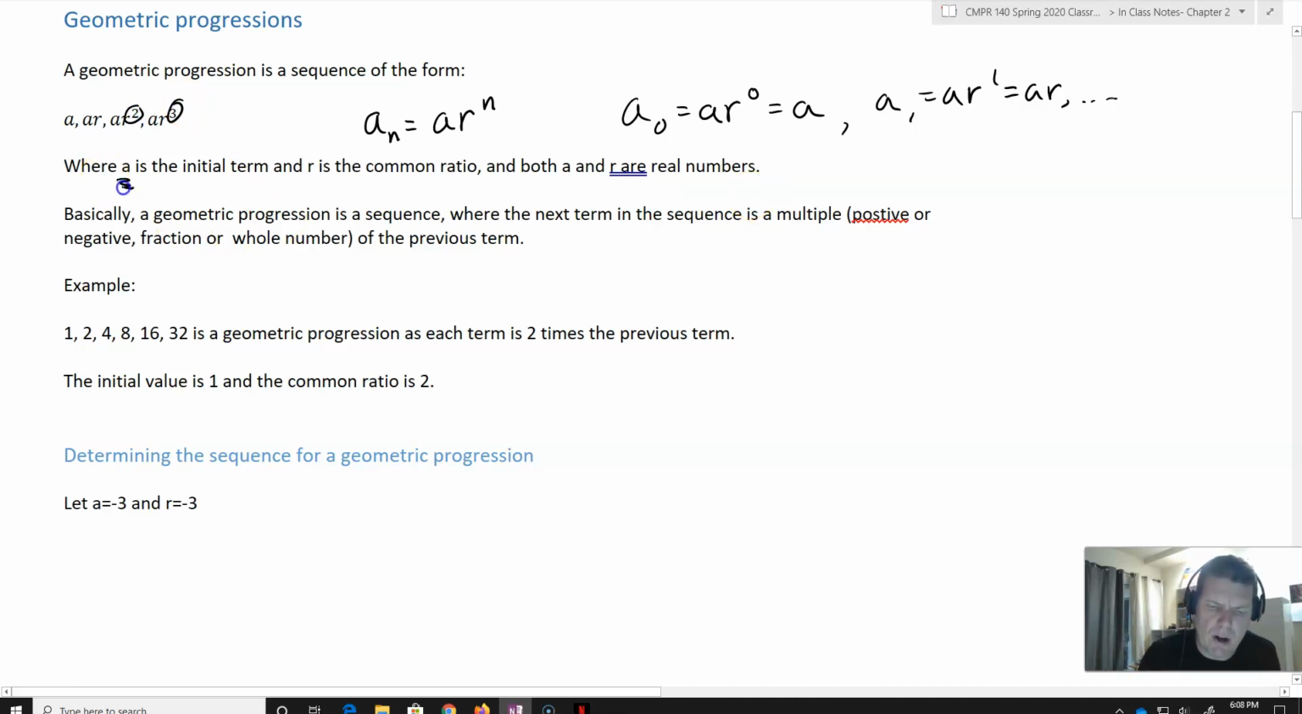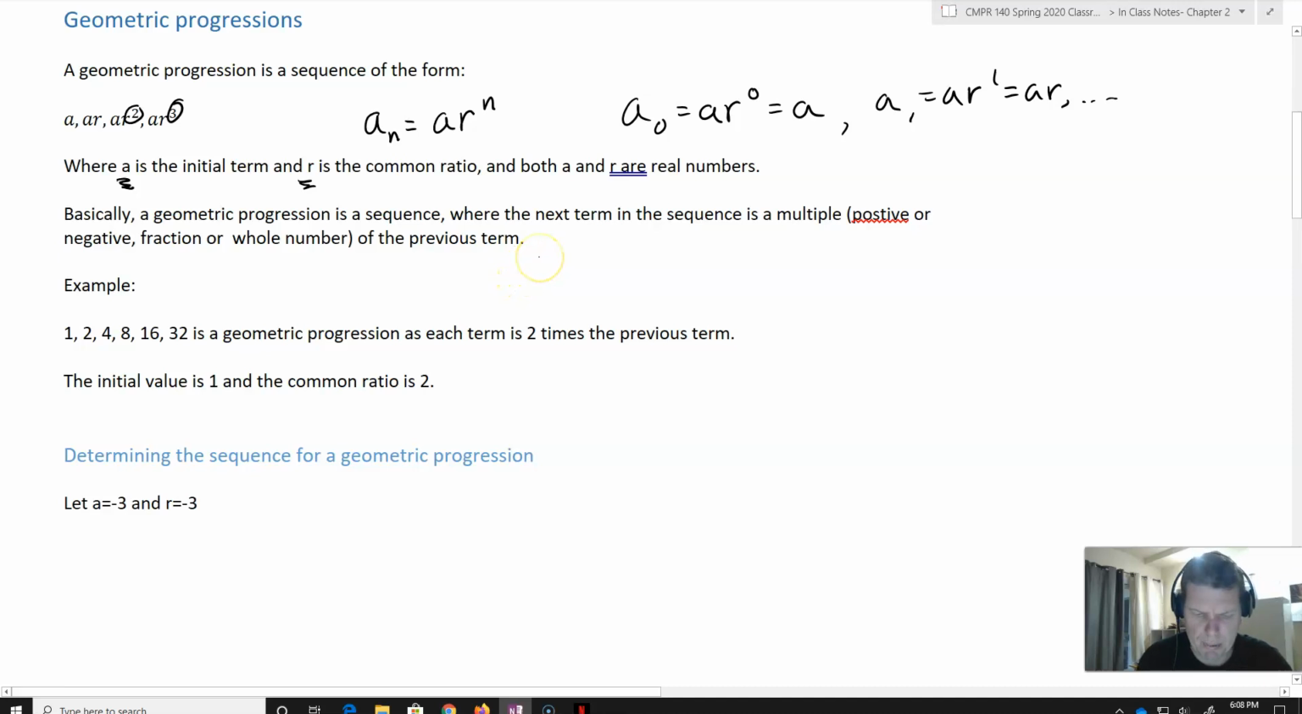So a is the initial term of the sequence, the first term. r is what's called the common ratio, okay? And in both cases, a and r are real numbers. Basically, a geometric progression will be like a sequence where the next term in the sequence is a multiple, positive or negative, fraction or whole number, of the previous term.